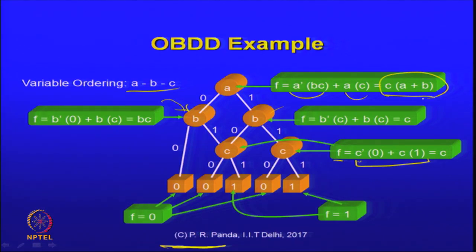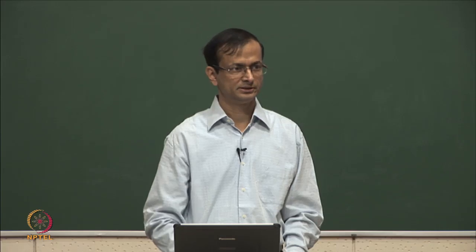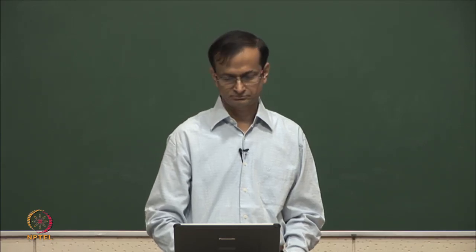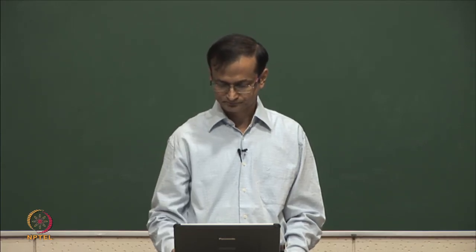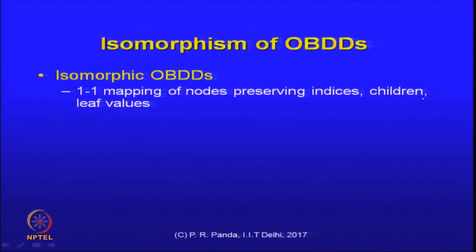For example, of course, one default representation is you just list out all the minterms. That would in general lead to a different structure. Okay, so first of all, if the ordering changes, then the structure changes. Now, let us look at some properties of these OBDDs.